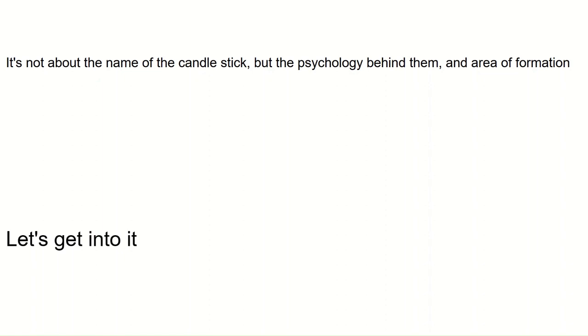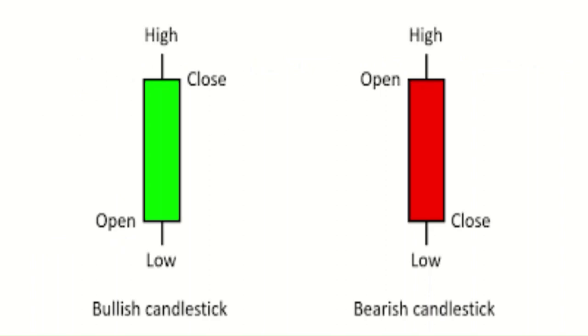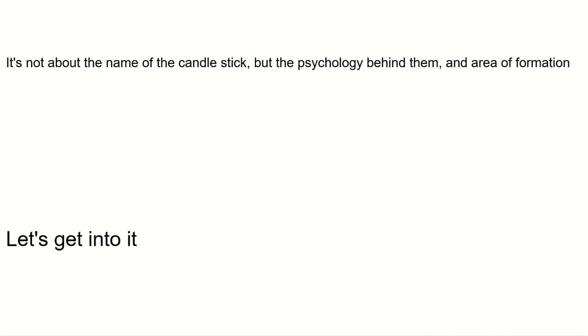Before I continue, I want you to know that it's not about the name of the candlestick, but it is about the psychology and area of formation. For example, the candlesticks I showed you, like this bullish candlestick and the bearish candlestick, sometimes you are not going to be taking actions just because they appeared anywhere on the chart. You are going to be taking action because of a particular area where they appear. So that is what we call the psychology behind the candlestick formation. You have to wait for them to appear at a particular area before you take your decision.